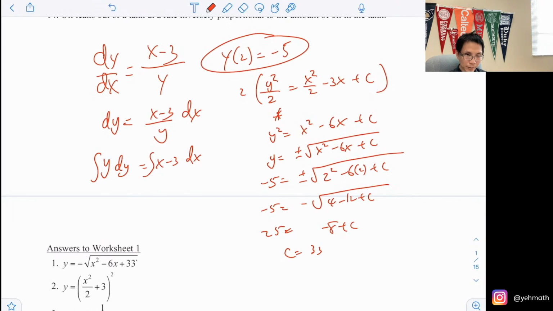Now, when I go back to rewrite the equation, it has to be this. It cannot be the positive one, because your initial condition is -5 when you plug in the 2. So therefore, it has to be the negative square root, not the positive square root, because the positive square root is not going to give you negative values. Do you understand?